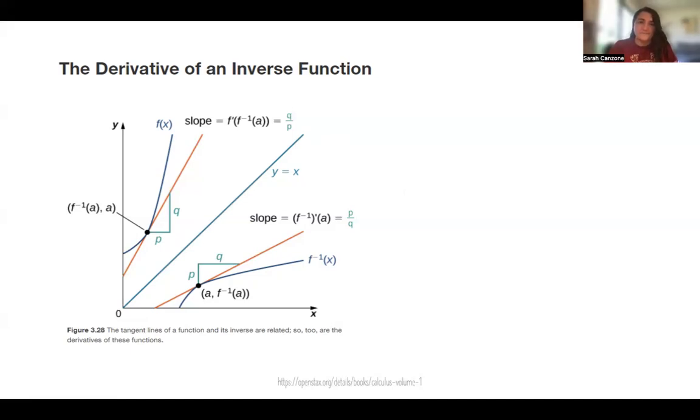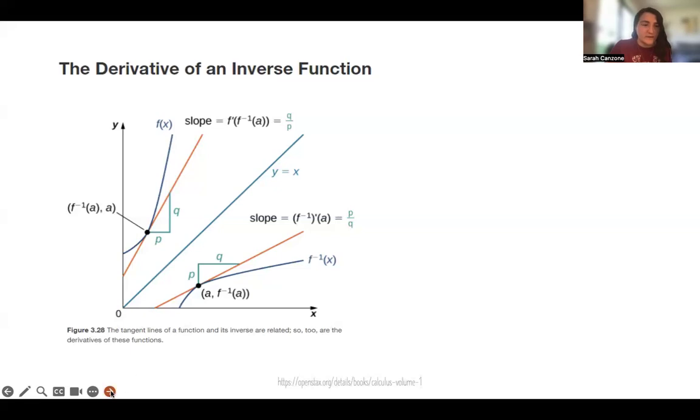All right. In terms of domain and range, just a little side note, the domain and range get flipped. So of the original function, you'll have the domain and range. Of the inverse function, the range becomes the domain and the domain becomes the range. All right, so all types of x's become all types of y's, essentially.